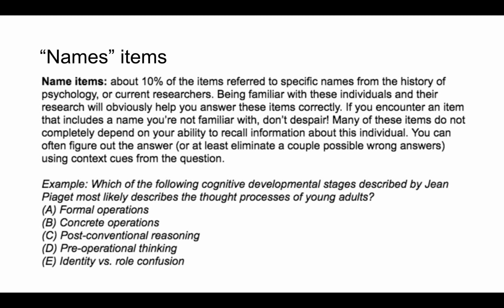About 10% of the released items that we analyzed involved a psychological researcher's name. Now, you don't necessarily have to know the name of the researcher in order to get this item right. You might be able to get this example item right even if you don't know who Jean Piaget is, but knowing the name, being familiar with the name, will definitely help you get all of the names items correct.